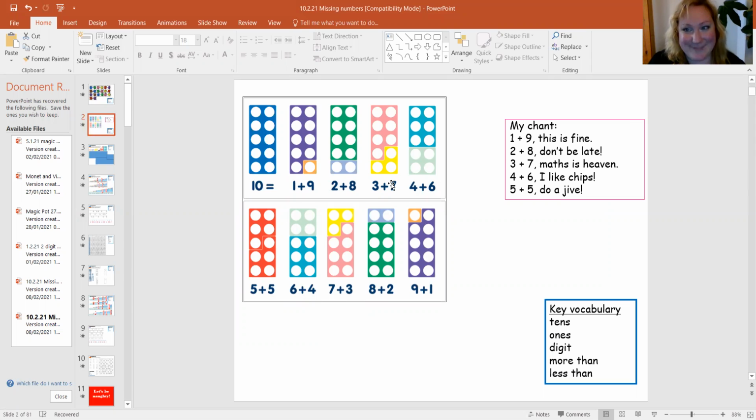These are our 1s to 10. 1 and 9, this is fine. 2 and 8, don't be late. 3 and 7, maths is heaven. 4 and 6, I like chips. 5 and 5, do a jive. Excellent. And I like this picture because it really proves it.